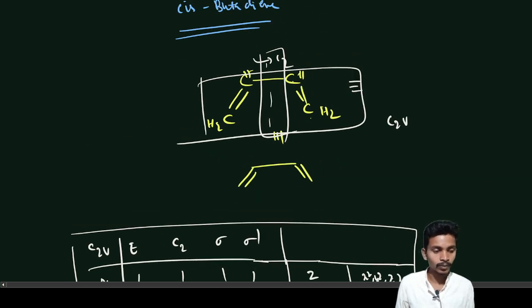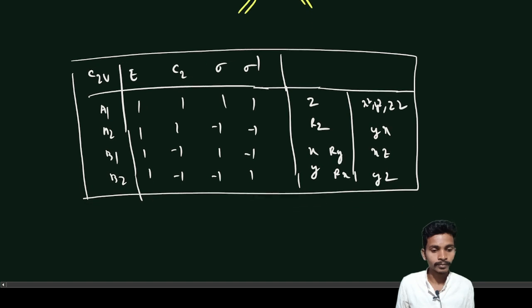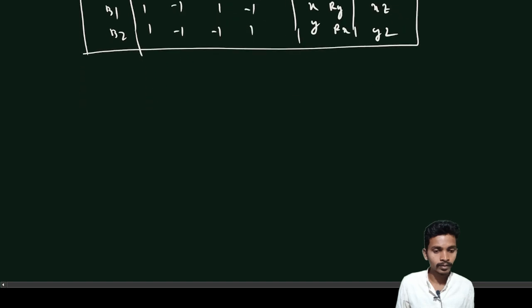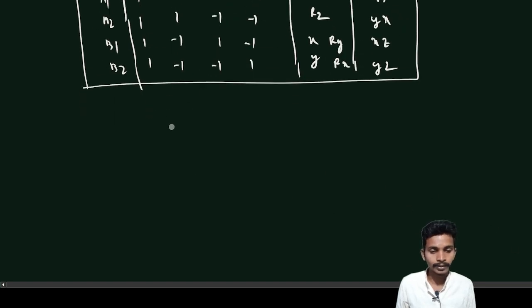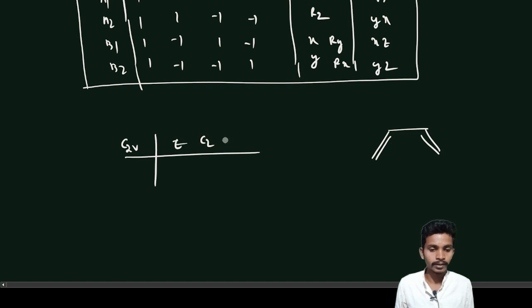So what we will do next, we will calculate the reducible representation in the 3n coordinate system. So we will calculate the 3n reducible representation here. This is the molecule, and this is C2v. Here E, C2, sigma and sigma dash.